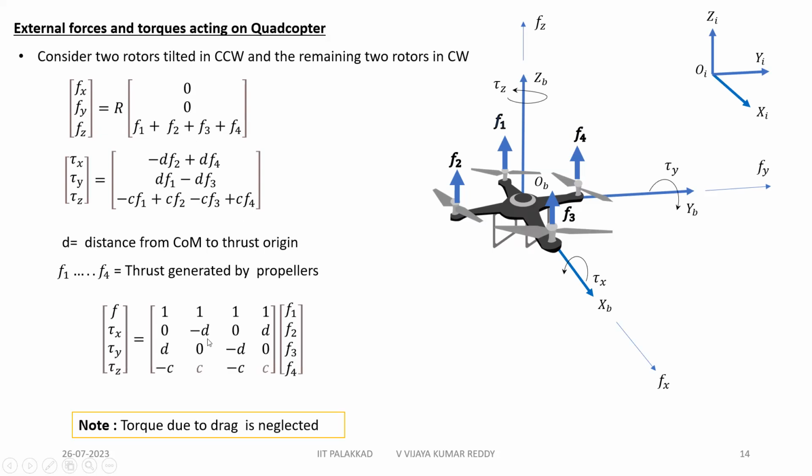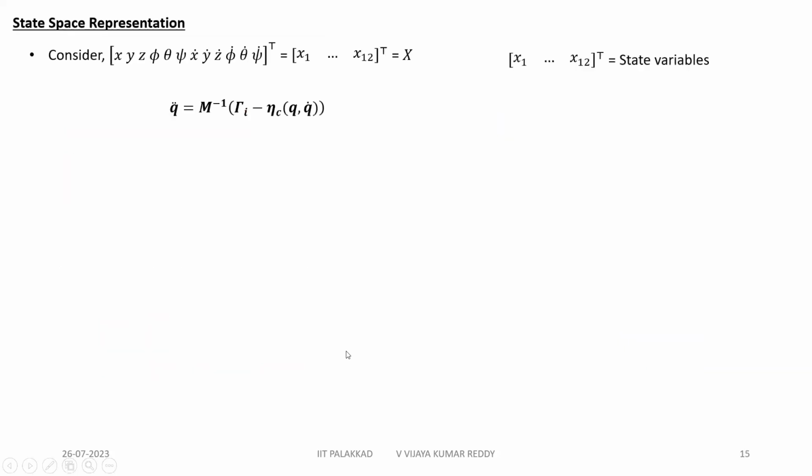So by combining all this, if you want to write in terms of matrix, I'm assuming F equal to F, tau x, tau y, tau z, in terms of actuator thrust forces. Okay, thrust or force you can call. So here we already discussed that I'm neglecting drag. Okay. So now we'll go to the state space representation.